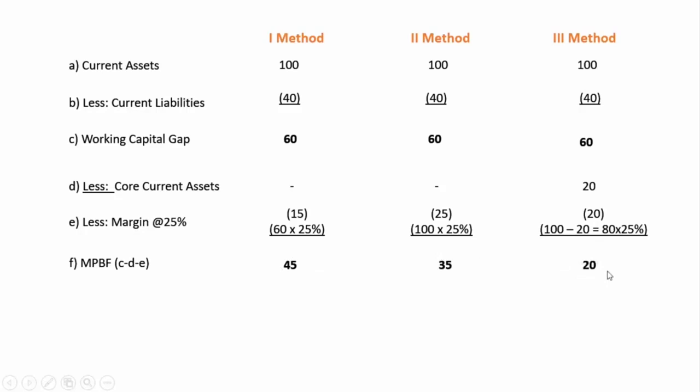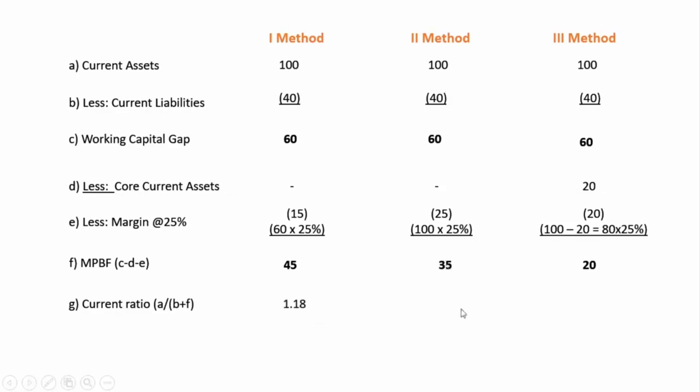So if you try to measure the current ratio here, where current assets are A and current liabilities are, we have the current liability item number B, okay, and this maximum permissible bank finance item number F. So 100 divided by 40 plus 45. 100 divided by 85, it is 1.18. Here it is going to be 100 divided by 40 plus 35.